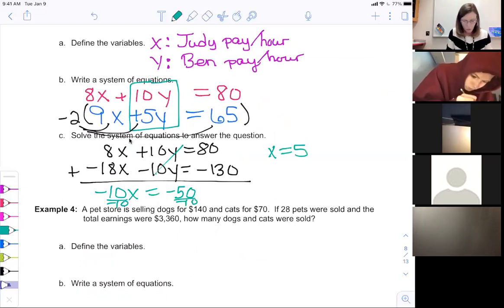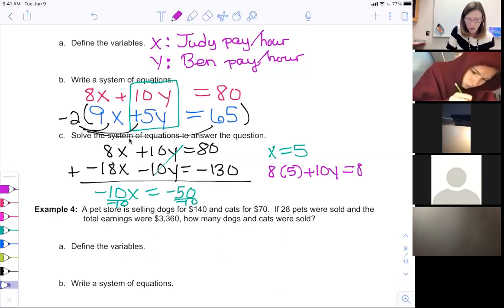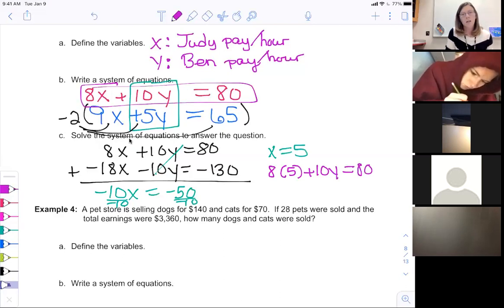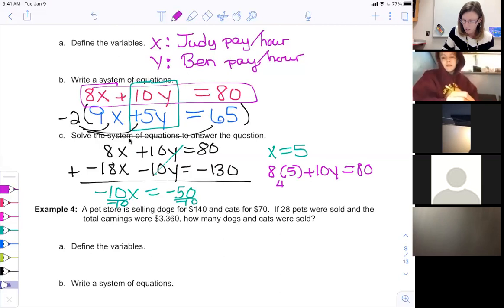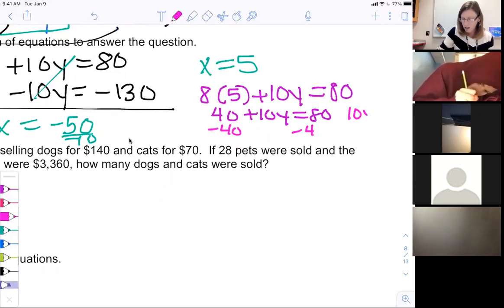All right, let's see if we can find y. So if x is 5, go back into one of your equations and let's plug that in. So 8 times 5 plus 10y equals 80. I'm using just this first equation here, trying to find y if x is 5. 40, and I subtract 40 to the other side. So 10y equals 40 and then divide by 10.